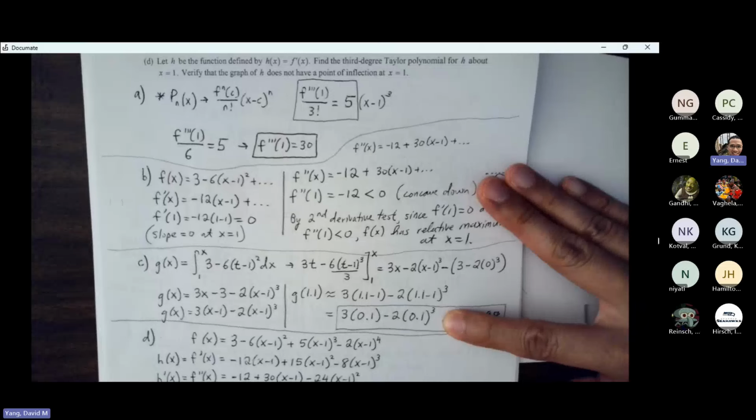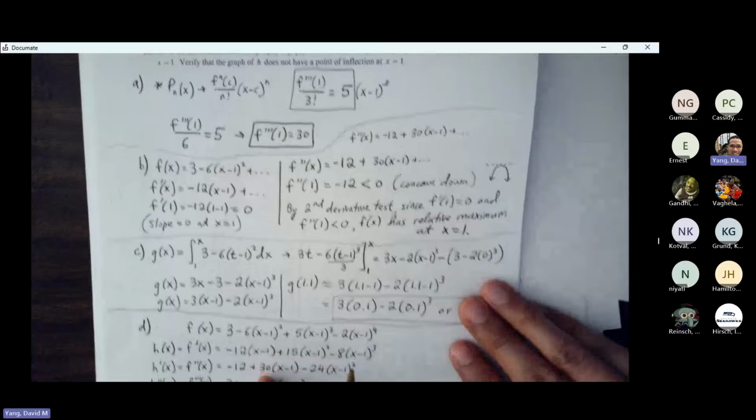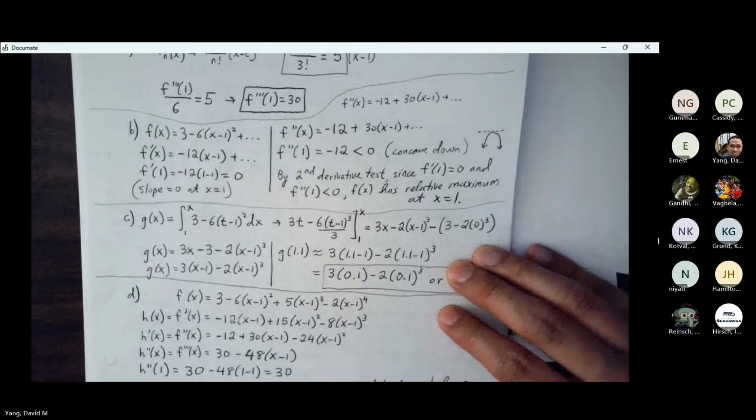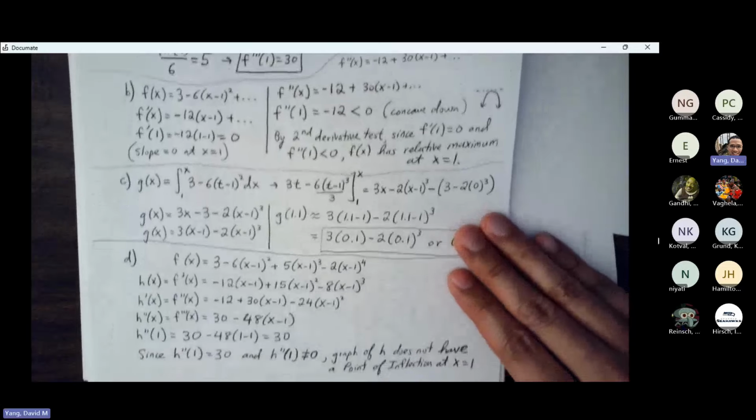Part D, let h be the function defined by h equals f prime. So if h equals f prime, we can build our f prime, and then find f double prime, and then plug in 1. And if I plug in 1, I get 30.